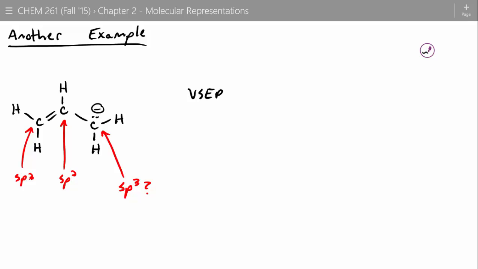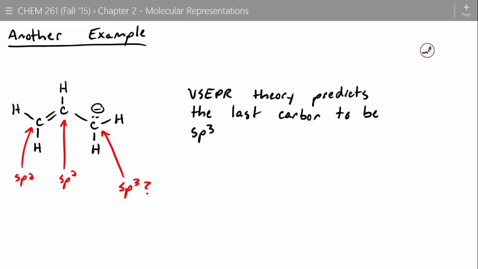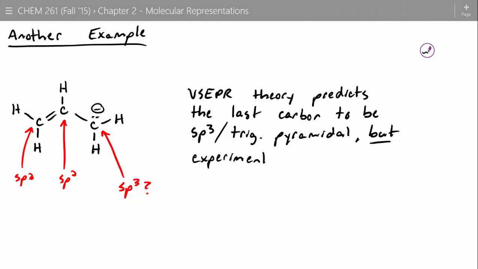VSEPR theory predicts the last carbon to be sp3, slash trigonal pyramidal, but if we actually look at this experimentally, it's trigonal planar, not trigonal pyramidal. sp2, slash trigonal planar.